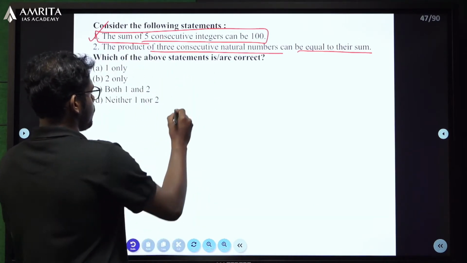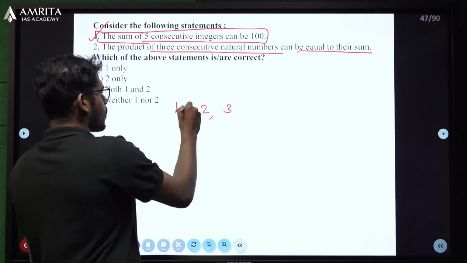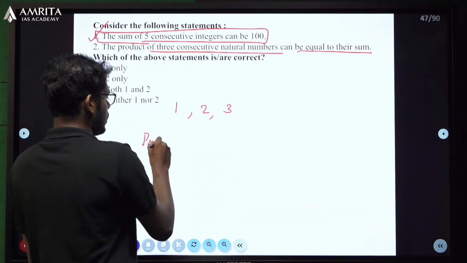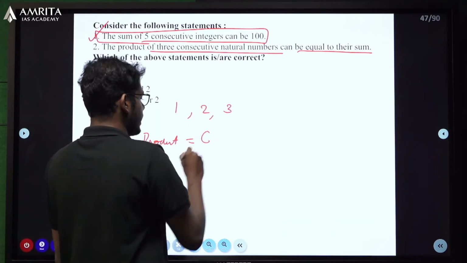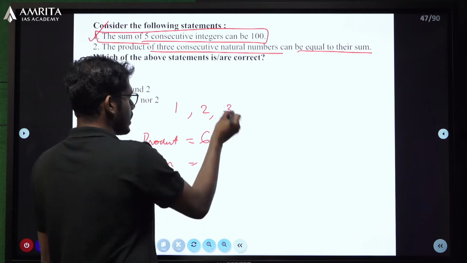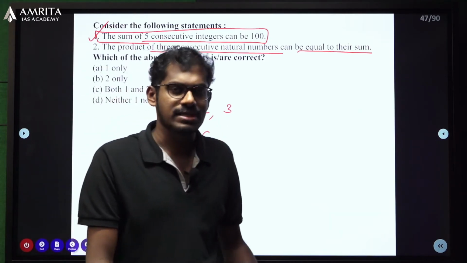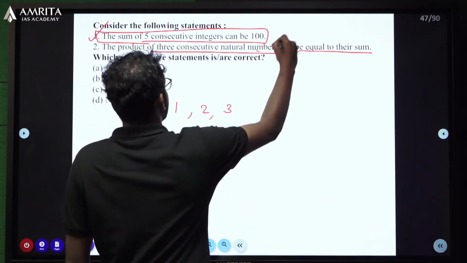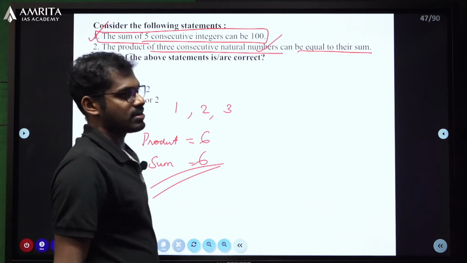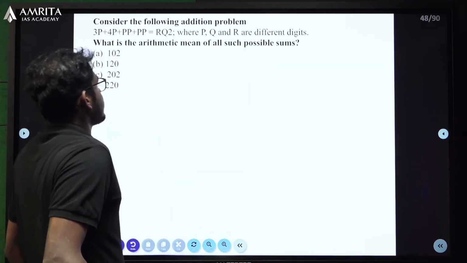So we know that 1, 2, 3. The product of these numbers is 1 into 2, 2 into 3, which is 6. The sum of these 3 numbers, 3 plus 2 is 5, 5 plus 1 is 6. Yes, the product of these 3 numbers is equal to their sum, which is the value 6. So yes, possible. Second statement is correct. Both 1 and 2 are the right answer. Simple question. Next question.